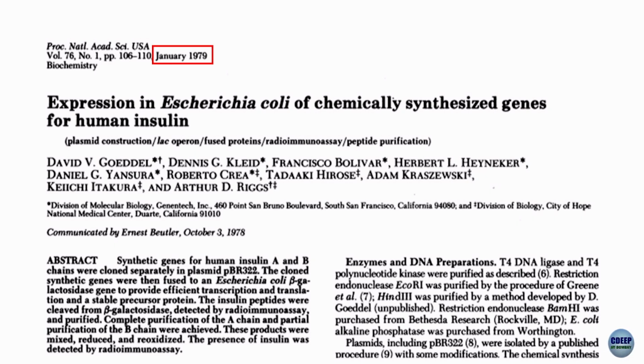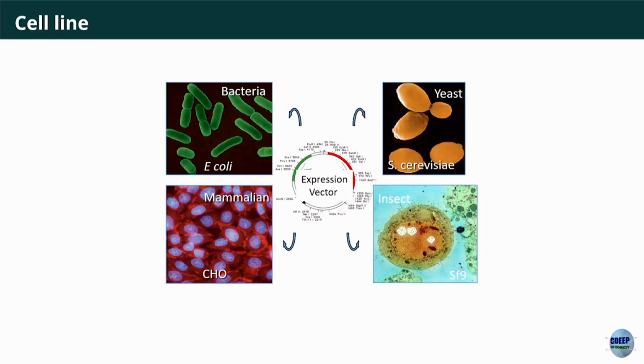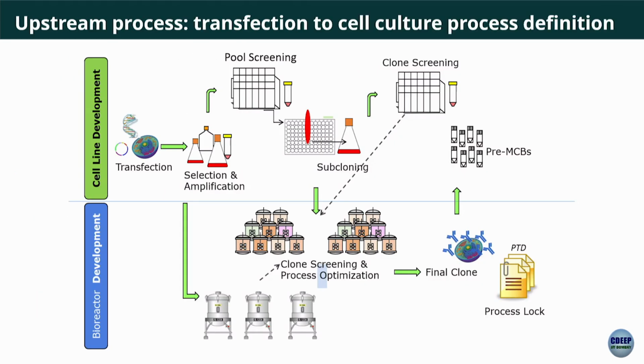This is the first paper in 1979 of insulin being expressed by E. coli. This is historically a very important paper. This is the one on which Genentech got the patent for this molecule. This is what a bioreactor looks like.